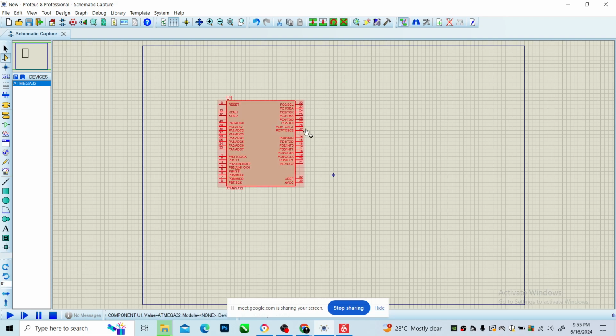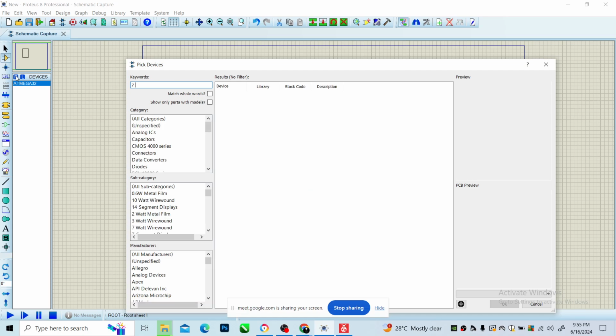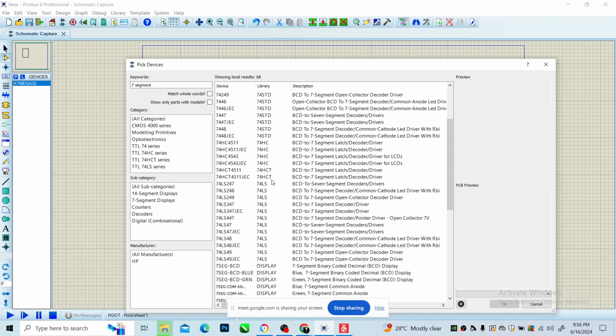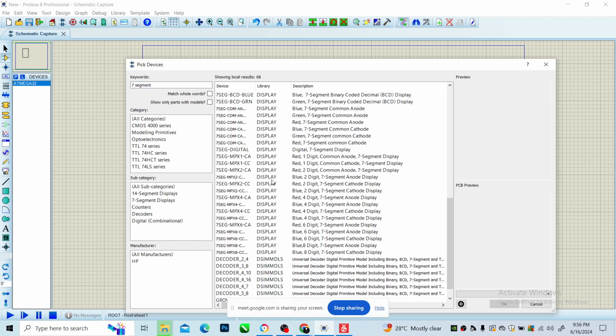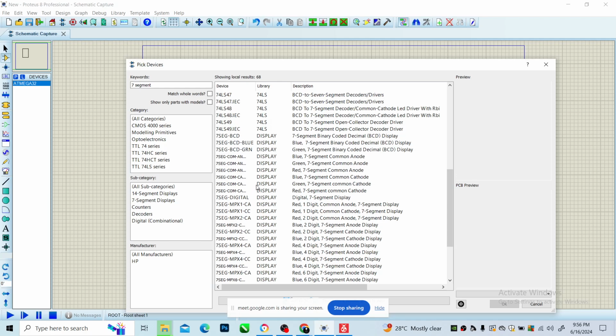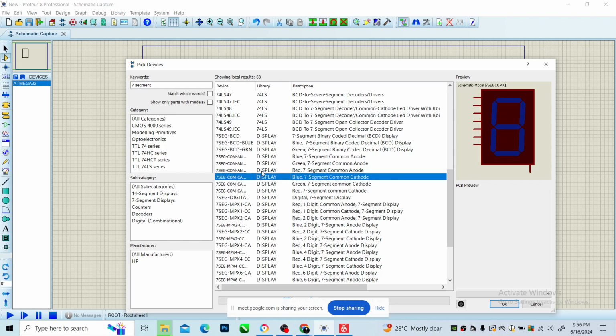Okay, so then the next pick is to pick 7 segments. 7 is like 7 segments. And we have that. Common capital, that's what we're looking for. CC, common capital. So this one has decimal points.